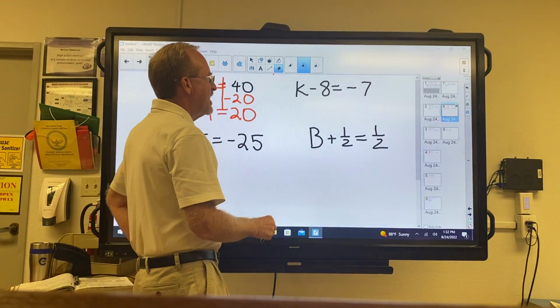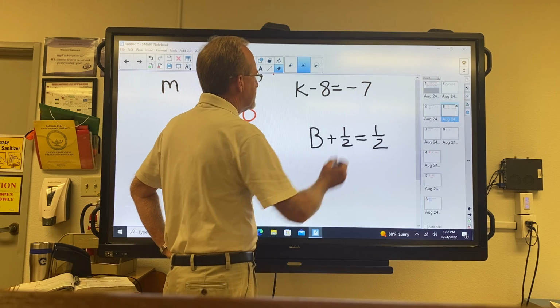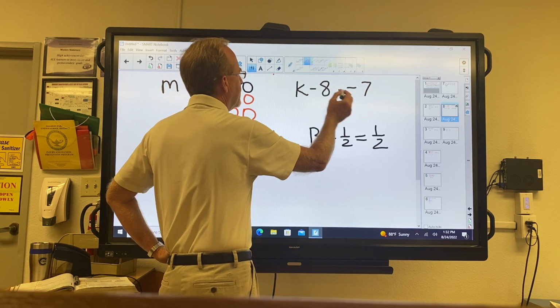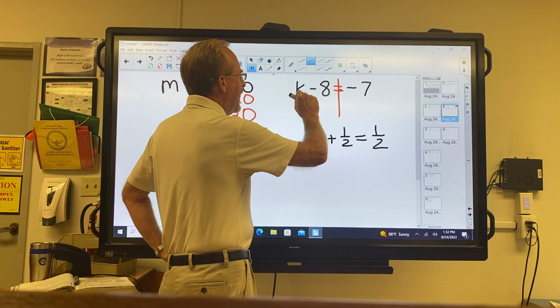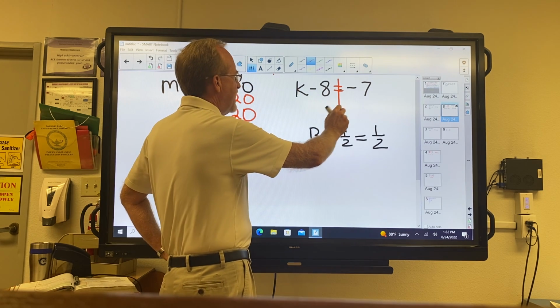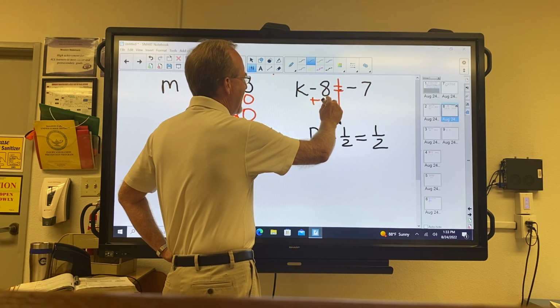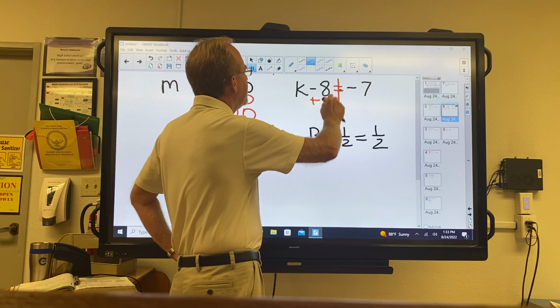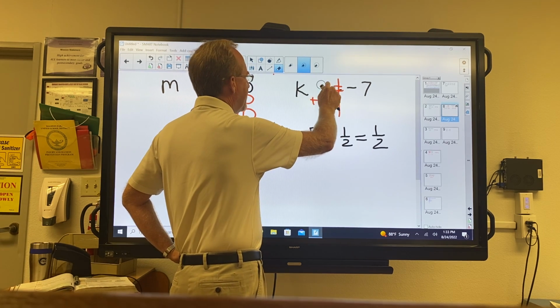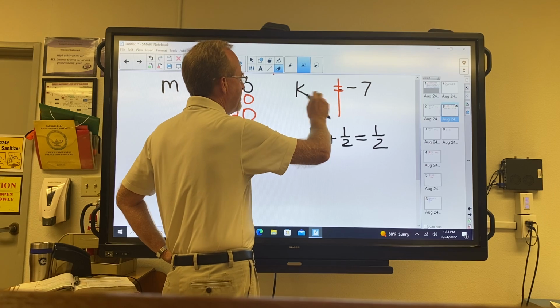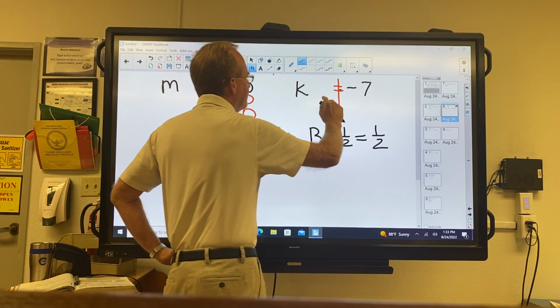Here I have k minus 8 is equal to negative 7. So again, I make my line. Sorry, I keep putting the eraser there. And I'd like k to be on this side by itself. So here's what I'm going to do. I'll add 8 to this side. That's going to make this go away. Negative 8 plus 8, like matter and antimatter, they wipe each other out.